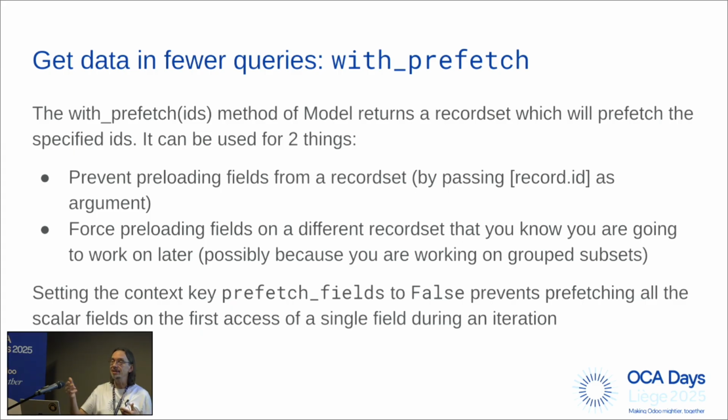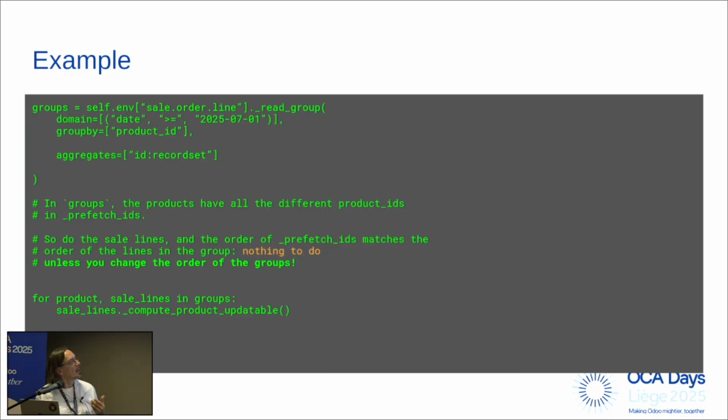And the good thing is in Odoo 18, things are pre-configured. I think in 17 it started pre-configured, and you rarely have to do that. Okay, let's have an example.